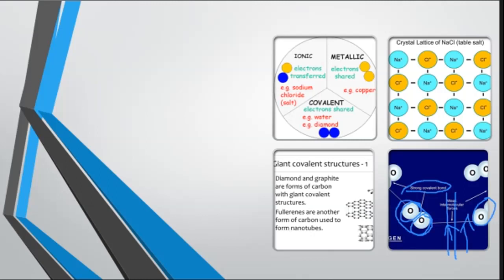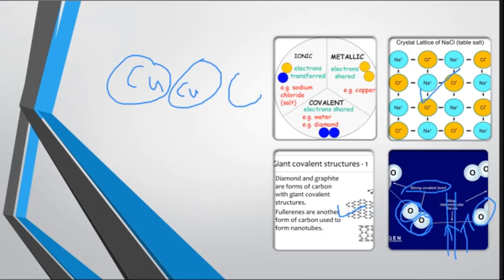So diamond and graphite, they are made of carbon and they have giant structures. The sodium chloride is a crystal lattice. This also has a giant ionic structure. And copper is a metal. It can have a metallic structure, where you have the copper ions embedded in a sea of electrons that surrounds it, right? And again, this would produce a giant structure.